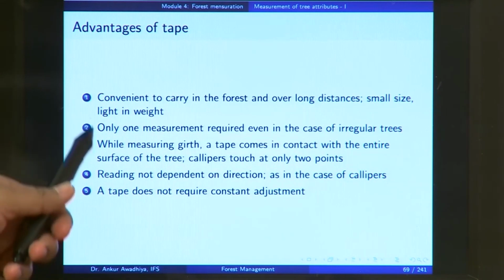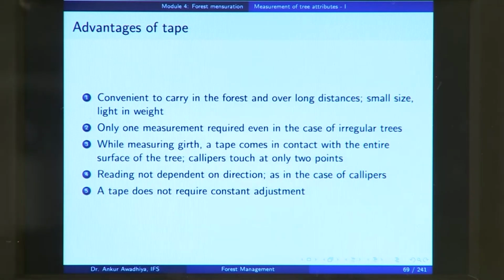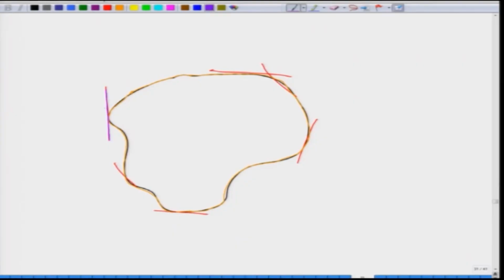While measuring girth, a tape comes in contact with the entire surface of the tree, whereas calipers touch the tree at only 2 points. So, if there is any irregularity, a tape is much more capable of taking that irregularity into consideration as compared to the calipers. Reading is not dependent on the direction as in the case of calipers. So, as we saw here, if you took a reading in this direction, your measurement will be very different from a reading in this direction, whereas in the case of a tape, the direction is immaterial.